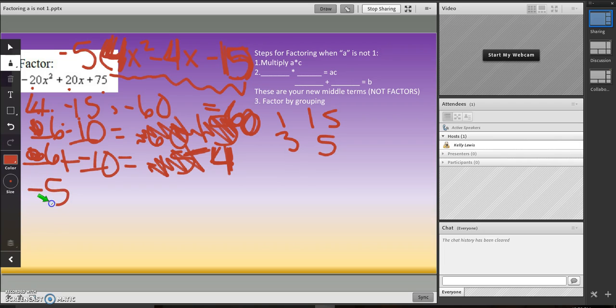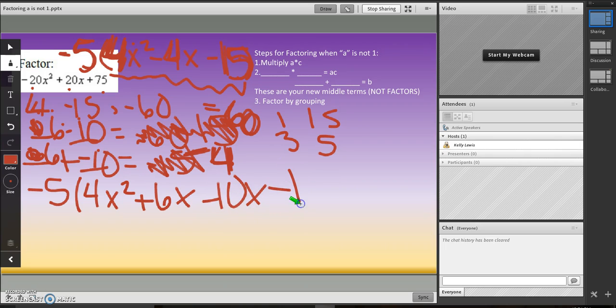Alright, this negative 5 is from right here. And then we have 4x squared from right there. And then we have a plus 6x from right here. That would be minus 10x from right here. And minus 15 right there. Right now, factor by grouping.